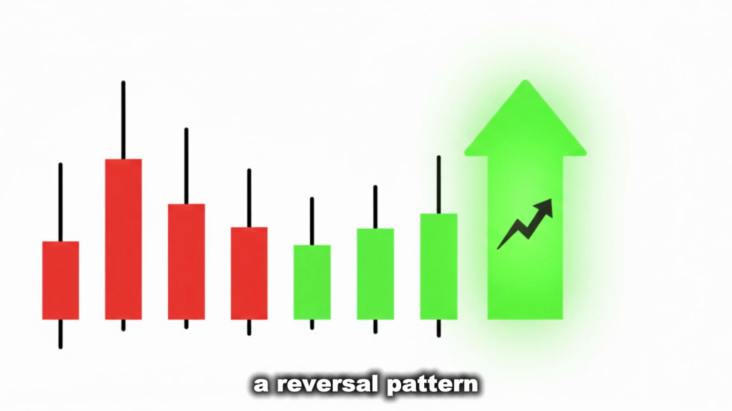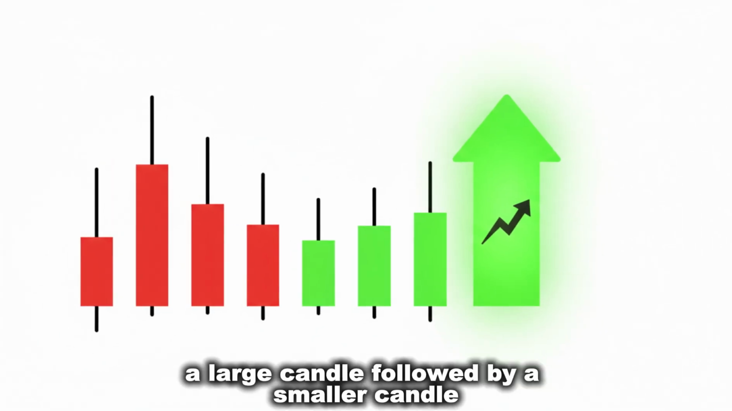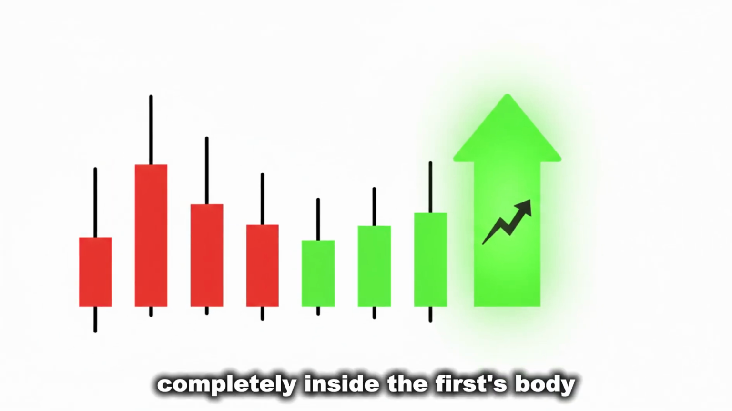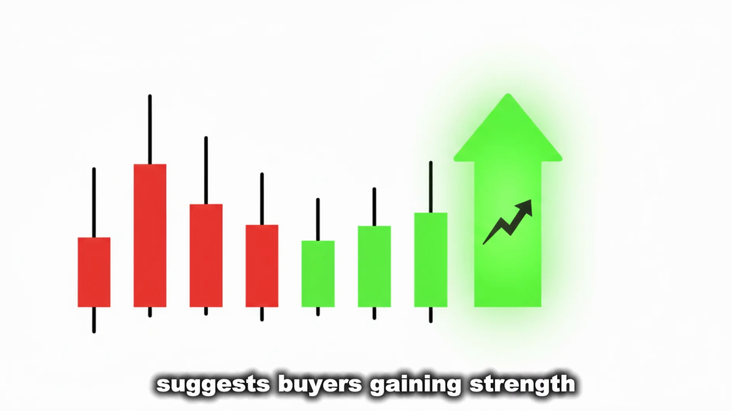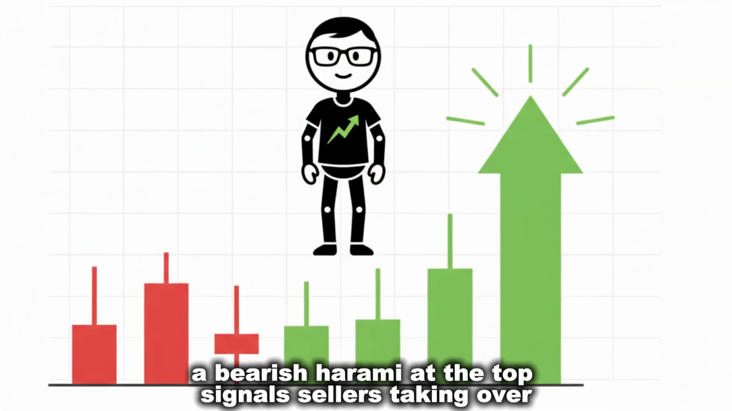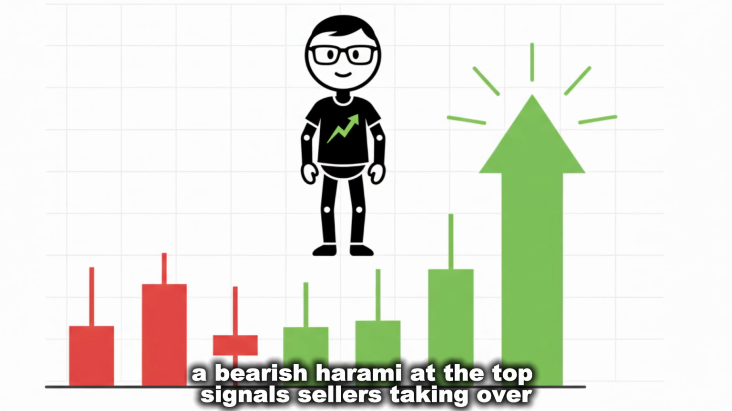Harami, a reversal pattern. A large candle followed by a smaller candle completely inside the first's body. A bullish Harami at the bottom suggests buyers gaining strength. A bearish Harami at the top signals sellers taking over.